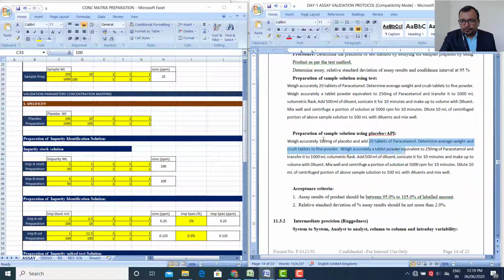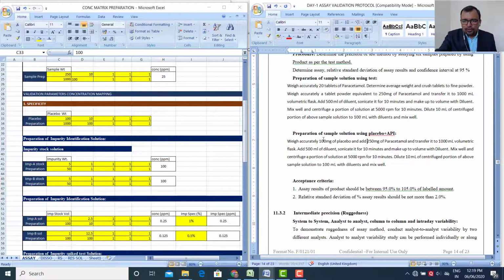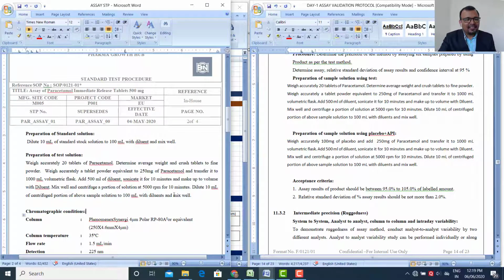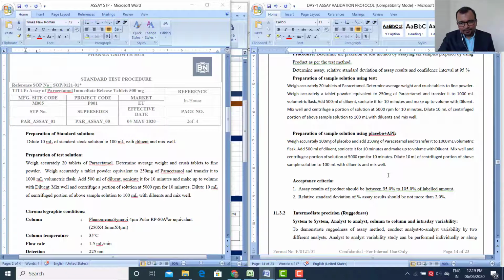Here we go. As you know, if you look at the test procedure, it says a powder equivalent to 250 mg. Look here, 250 mg of paracetamol, and hence we need to take 250 mg of paracetamol. So weigh accurately 100 mg of placebo and 250 mg of paracetamol, and then transfer into a 1000 ml volumetric flask, and the rest of the method will remain like your sample preparation procedure. This is the way you can prepare the sample for a repeatability study.